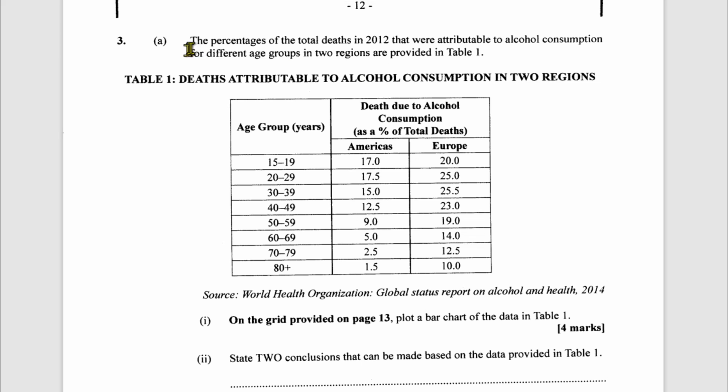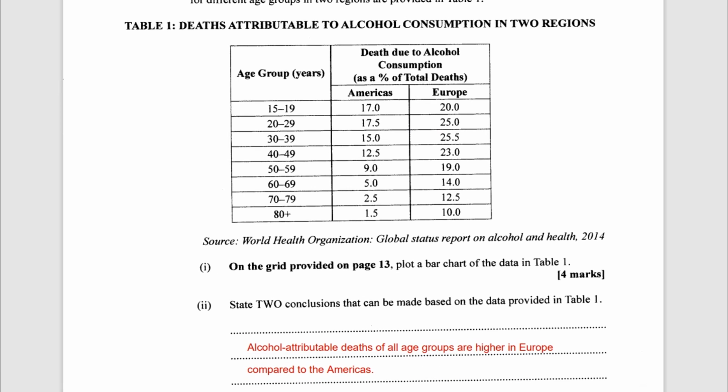Question 3. The percentages of the total deaths in 2012 that were attributable to alcohol consumption for different age groups in 2 regions are provided. And here we could see different age groups, basically 15 to 19 going all the way to over 80. And we have the percentage of total deaths due to alcohol consumption. And we have a comparison of the Americas and Europe. The first part here is asking us, on the grid provided, plot a bar chart of table 1. I'll put it on the screen here.